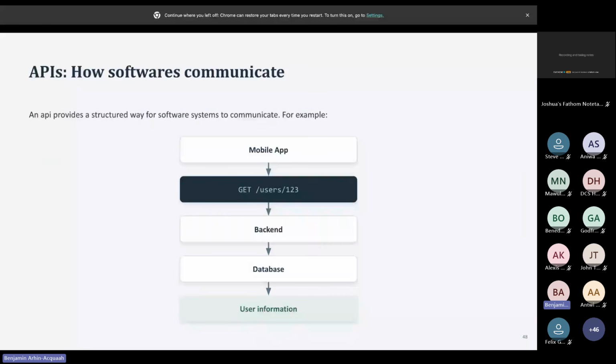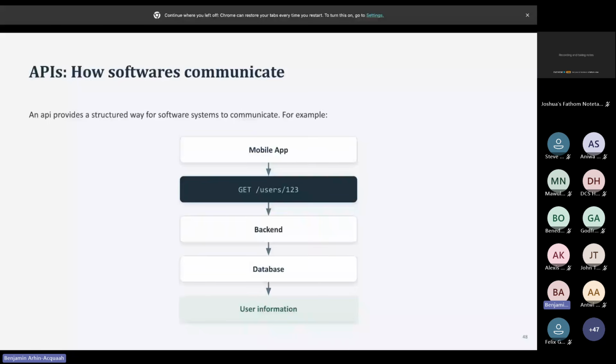So the next thing, APIs. I have mentioned APIs a few times. How software communicate. An API provides a structured way for software systems to communicate. For example, you have a mobile app. When you open your mobile app, you see some things being loaded. These things being loaded are fetched from the backend. And the mechanism used to fetch is called a GET request, right?